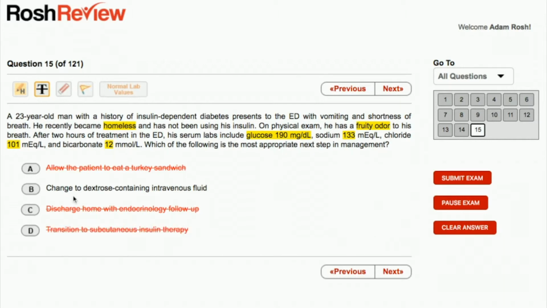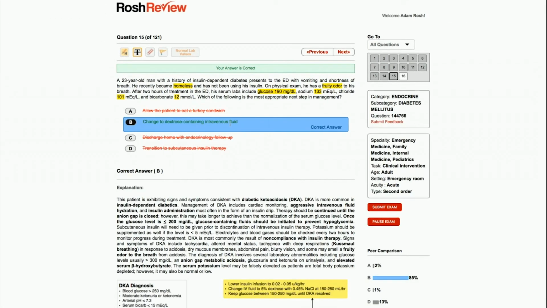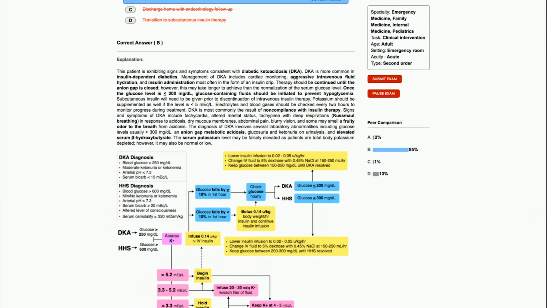And that leaves us with change to a dextrose-containing intravenous fluid. So this seems like the next best step in management. He is likely on an insulin drip and his glucose is a little low here. So we're going to give him some dextrose in order to be able to close that anion gap while maintaining euglycemia or slight hyperglycemia here. So let's go with answer choice B. And sure enough, we are correct.